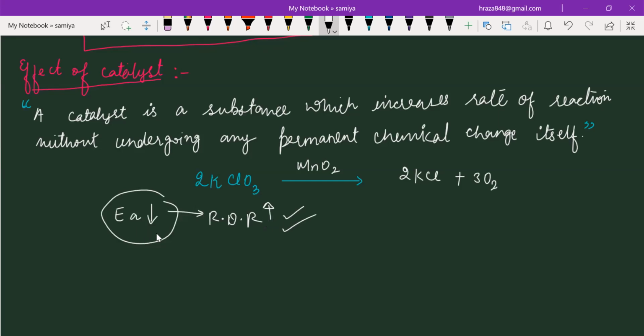With the help of a catalyst, activation energy decreases. That's why the rate of reaction increases. I'm gonna explain this with the help of a graph. First, write it and let me know in your comments.